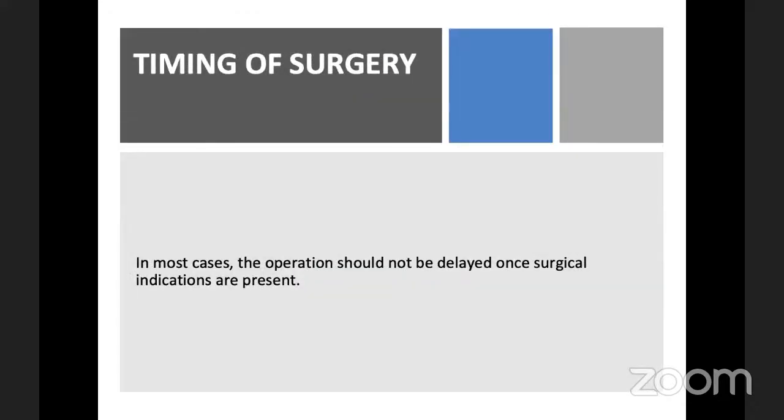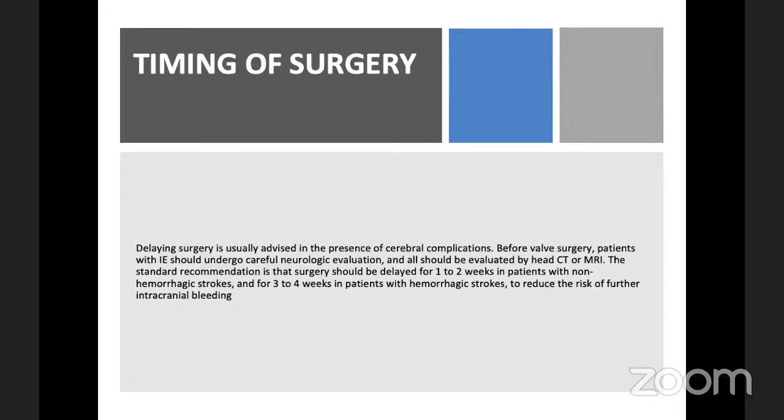Timing of surgery: in most cases, the operation should not be delayed once the surgical indications are present. There is an exception in people with a stroke. If it is a hemorrhagic stroke, it is better to delay surgery for 3 to 4 weeks. If it is an ischemic stroke, it is better to wait for 1 to 2 weeks. If it is an ischemic stroke involving a large area of the brain, and there is worry about conversion to hemorrhagic stroke, it is better to wait for 3 to 4 weeks.